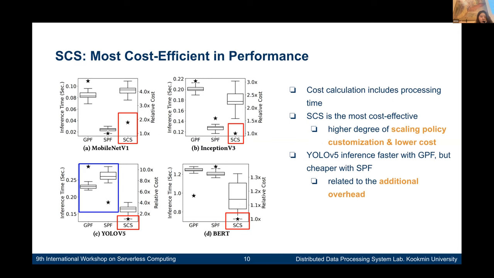Let's compare the cost, considering only the processing time. From a cost perspective, SCN demonstrates higher cost effectiveness, especially due to the high optimization level of the scaling policy and the lower cost. Among the models, YOLO V5 shows better inference than SCN, but the cost shows the opposite result. This is because YOLO V5 independently utilizes virtual input and output data sets, incorporating the handling execution time, which includes additional preparation time in the overall cost combination.